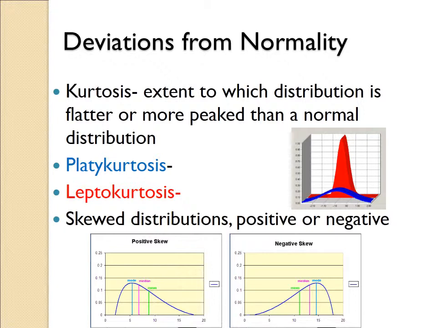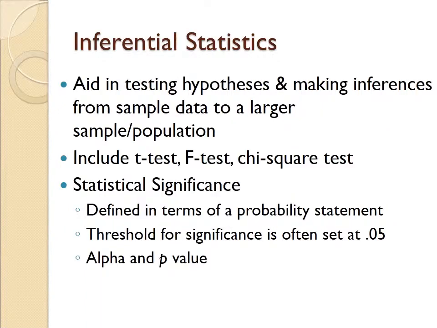Again, our statistical tests assume that we have symmetrical distributions, that the mean is the center point of that distribution, that the mean is equal to the median and the mode, and that in that distribution there's an equal number of people below the mean as above the mean. So if we have a normal distribution, we can then use inferential statistics to start making comparisons of those means. So it aids in testing hypotheses and making inferences from sample data to larger data.